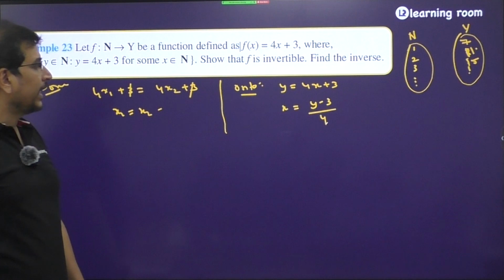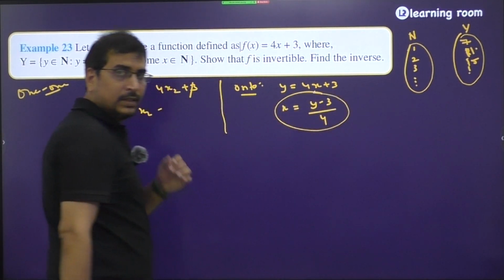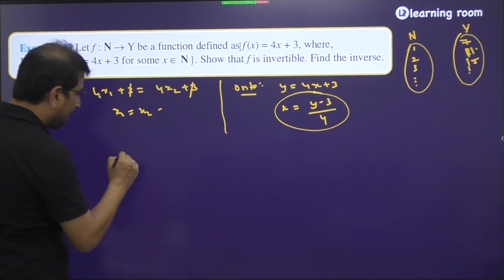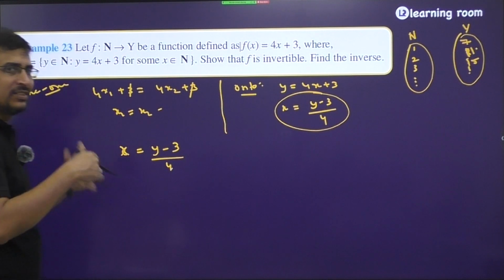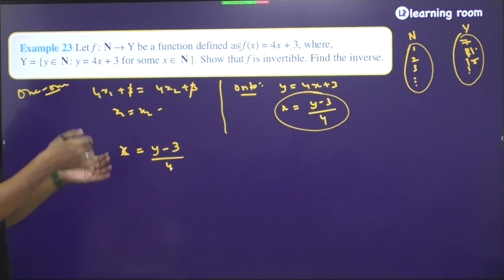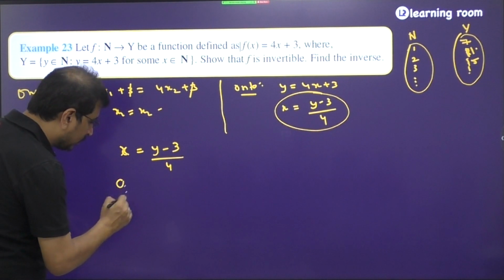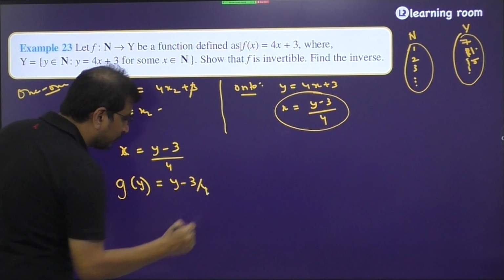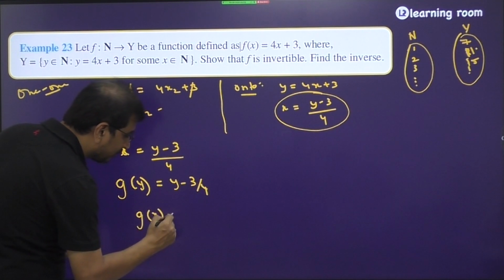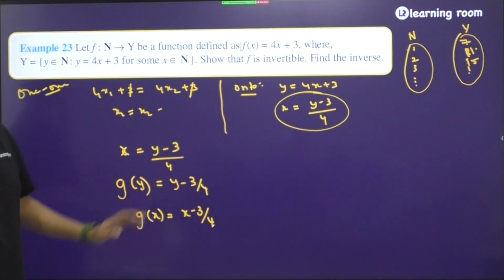Okay. So find the inverse. Inverse is very simple. You write like this: x is equal to (y minus 3) by 4. I am just directly telling you, I am not telling you the steps because we don't have an exam perspective in this. Change this x to g of y. g of y will be equal to (y minus 3) by 4. Then what will g of x be? (x minus 3) by 4. This is the inverse.